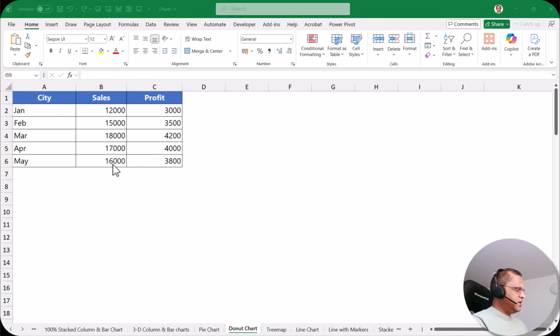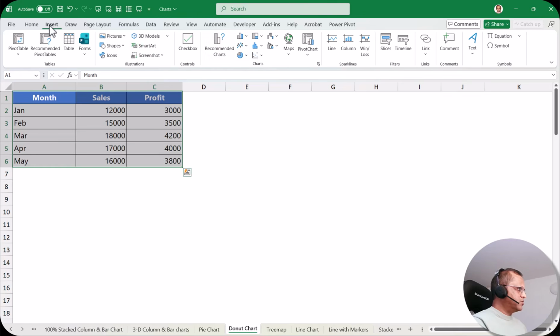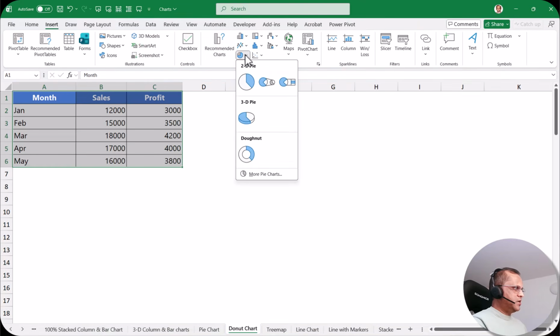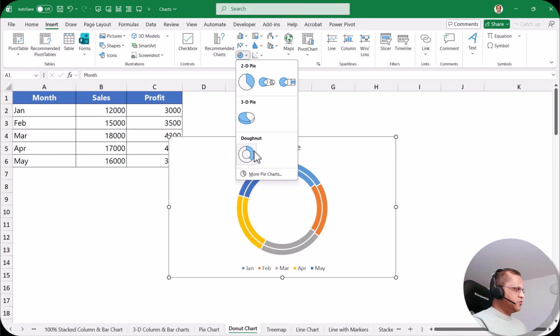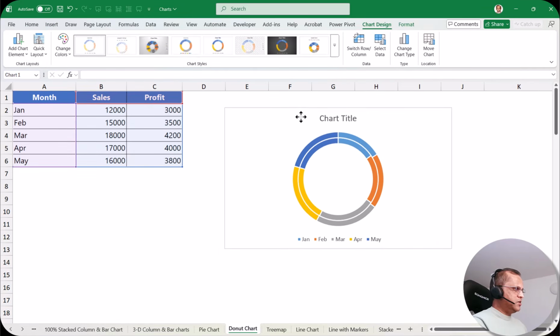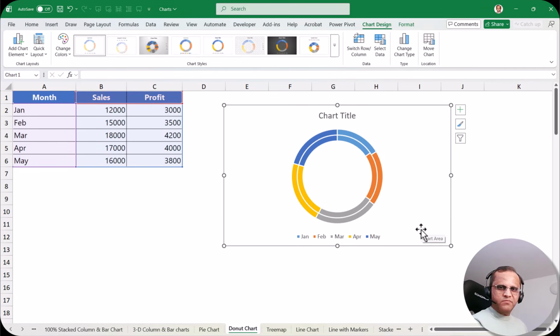Now let us quickly create our donut charts. So here I'm having the months and the sales and the profit. So we are having here two series, not one series. So I select all these cells over here. I go to the insert tab. In the insert tab, I click this pie button. In the pie, I go to the donut chart. And now you can see that here we are having the donut chart. So we can see here these two rings. One is for sales and another one is for profit.